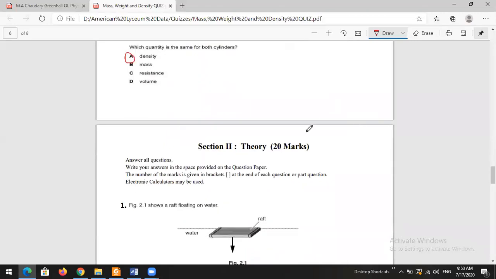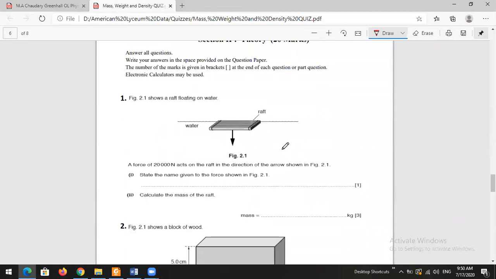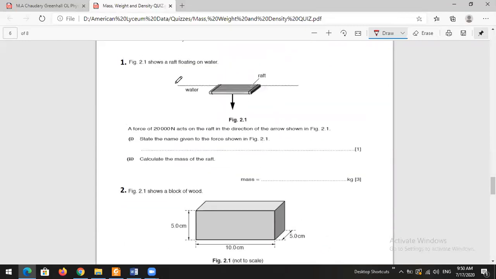Okay, section number 2, theory section. Figure 2.1 shows a raft floating on water. A force of 20,000 Newton acts on the raft in the direction of the arrow shown. So actually this force is pointing in the downward direction. So the name of the given force, obviously, will be weight. Downward direction, weight. This force, weight, is a pulling force towards the center of the Earth. So on Earth, downward direction is actually towards the center of the Earth.